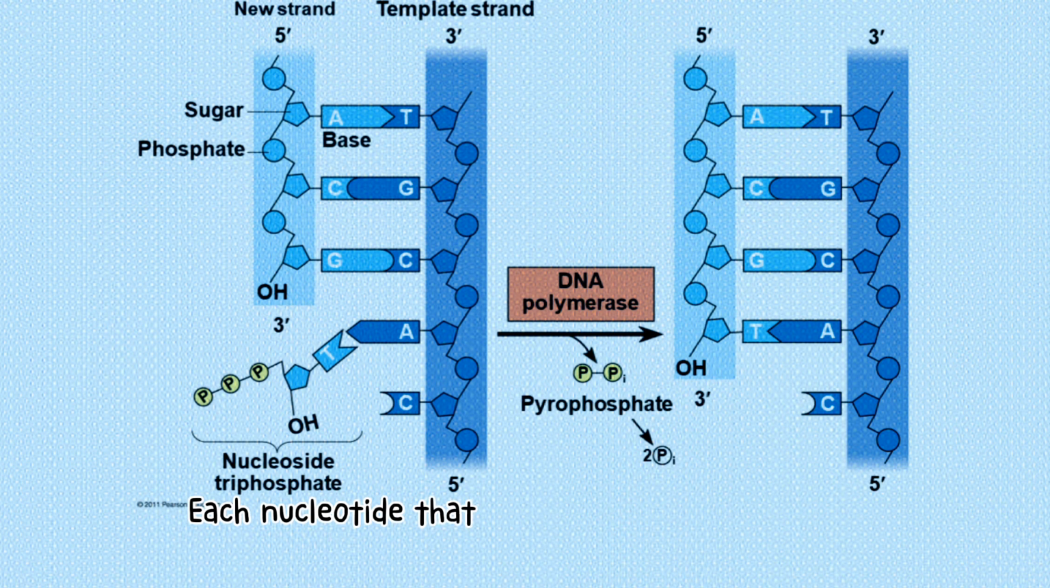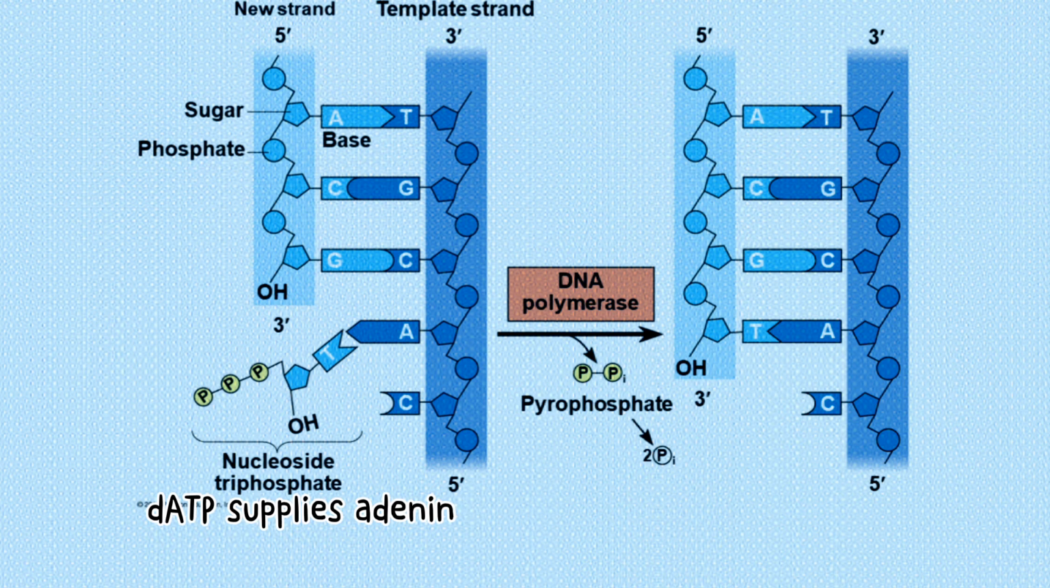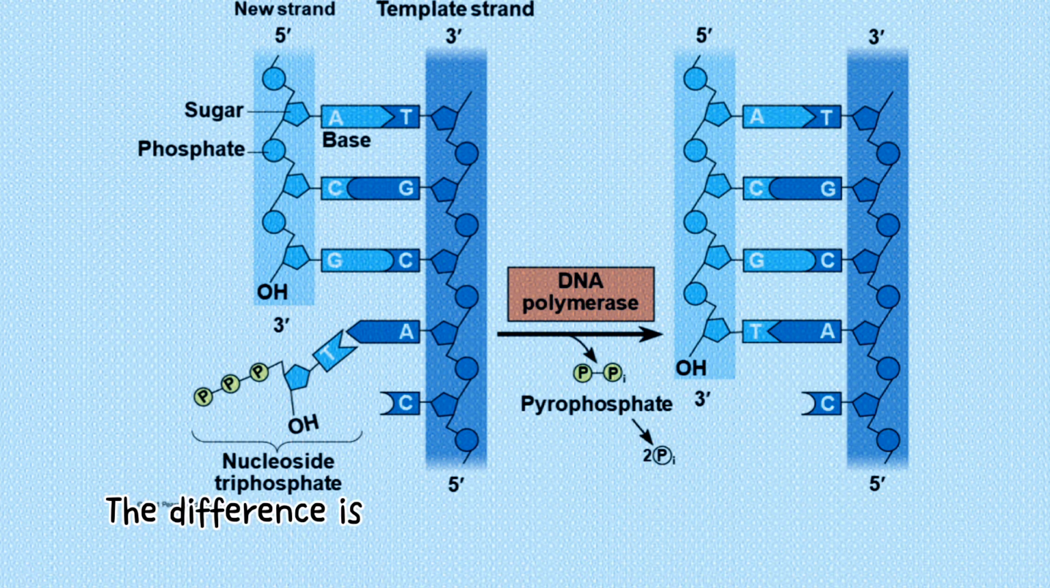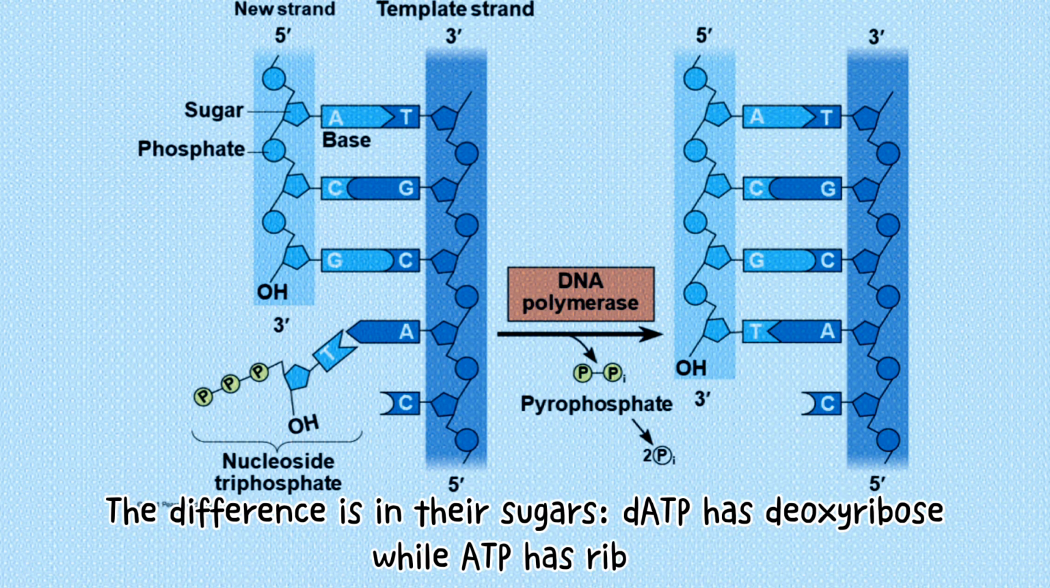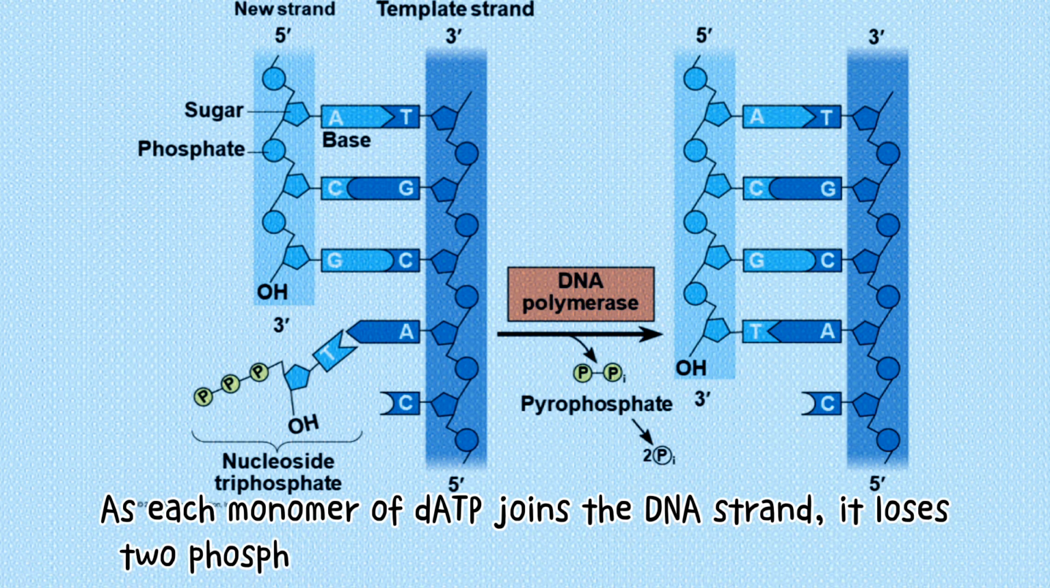Each nucleotide that is added to a growing DNA strand is a nucleoside triphosphate. dATP supplies adenine to DNA and is similar to the ATP of energy metabolism. The difference is in their sugars. dATP has deoxyribose while ATP has ribose. As each monomer of dATP joins the DNA strand, it loses two phosphate groups as a molecule of pyrophosphate.